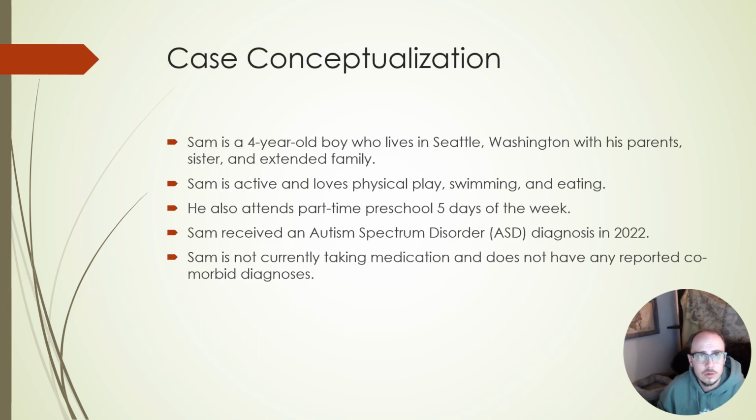Before we get into the actual intervention, I want to spend some time talking about who Sam is. Sam is a 4-year-old boy who lives in Seattle, Washington, with his parents, his sister, and at some points his extended family. Sam is active and he loves physical play, swimming, and eating. He also attends a part-time preschool 5 days of the week. Sam received his autism spectrum disorder diagnosis in 2022, and Sam is not currently taking any medication and does not have a reported comorbid diagnosis.